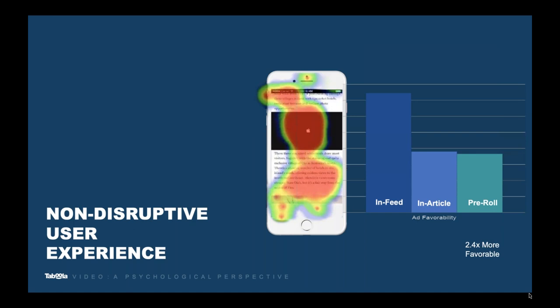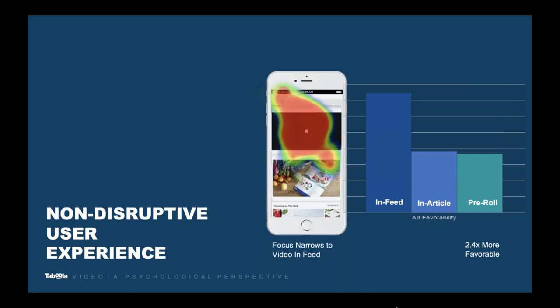When we looked at how much attention or how focused they were, we found that when it was an intrusive experience, as you can see here, the red is where they were looking on the screen. They were looking all over the screen while the video was playing in an intrusive experience. Versus when it was a non-intrusive experience, here's where people were actually focused on the video and on the content while it was playing.